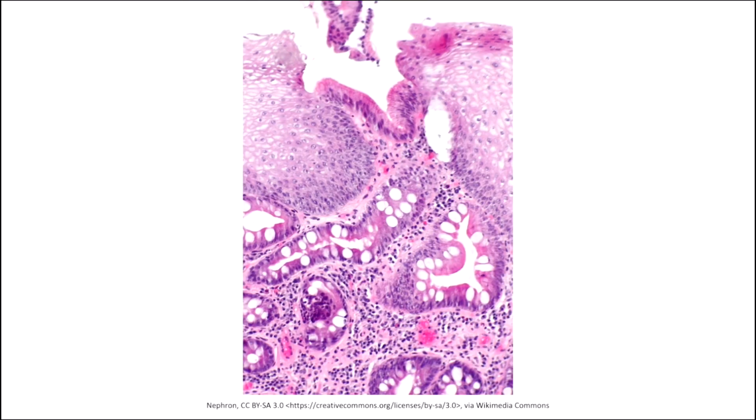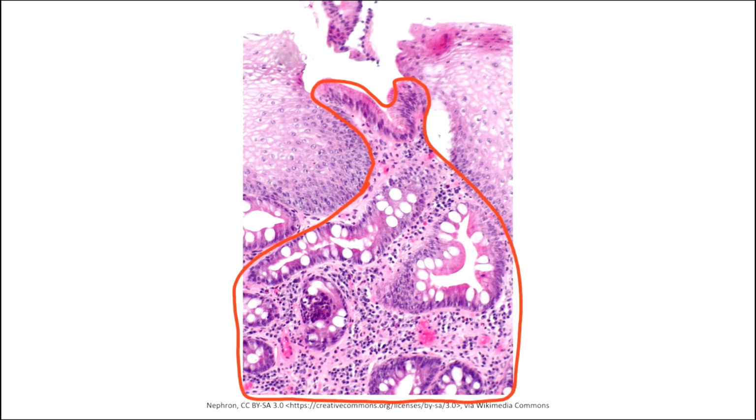And this is how Barrett esophagus looks like under light microscopy. We can see simple columnar ciliated epithelium, different from the normal esophageal epithelium. Keep in mind that persistent Barrett esophagus is a risk factor for esophageal adenocarcinoma.